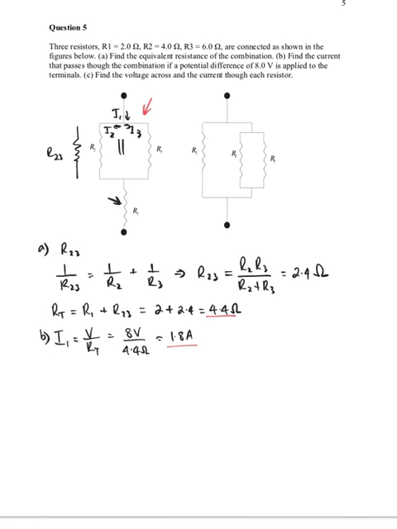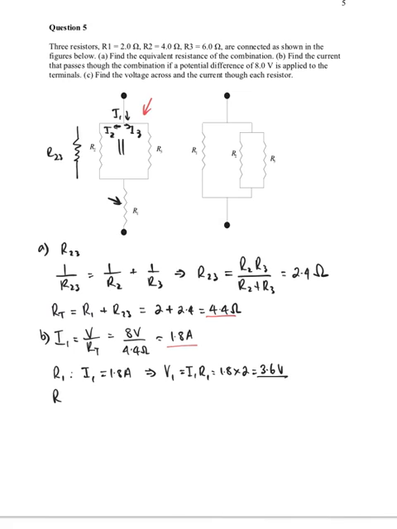So first of all, we're asked to find the voltage drop across each of these resistors as well. For R1, we know the current flowing is I1, it's 1.8 amps. So therefore V1 is going to be the current times the resistance, so I1 R1. That's 1.8 times 2, which is 3.6 volts. So we've got 3.6 volts dropping across resistor 1.